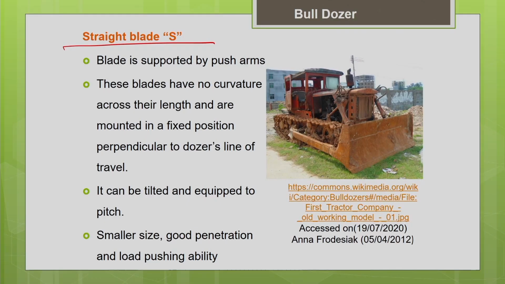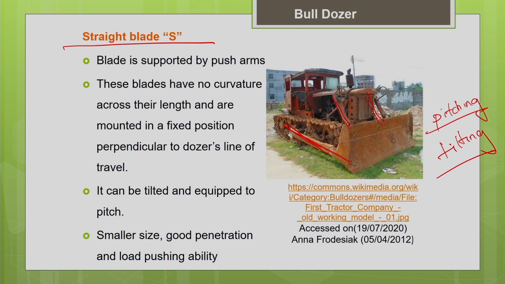You can see the type of connection. These blades are commonly connected to the tractor by this kind of tilt cylinder and pusher arm arrangement. So what are the possible blade movements with this arrangement? One is pitching, the other is tilting. Only these two movements are possible for this blade. As I mentioned earlier, angling is not possible with the straight blade. It is fixed perpendicular to the direction of travel.